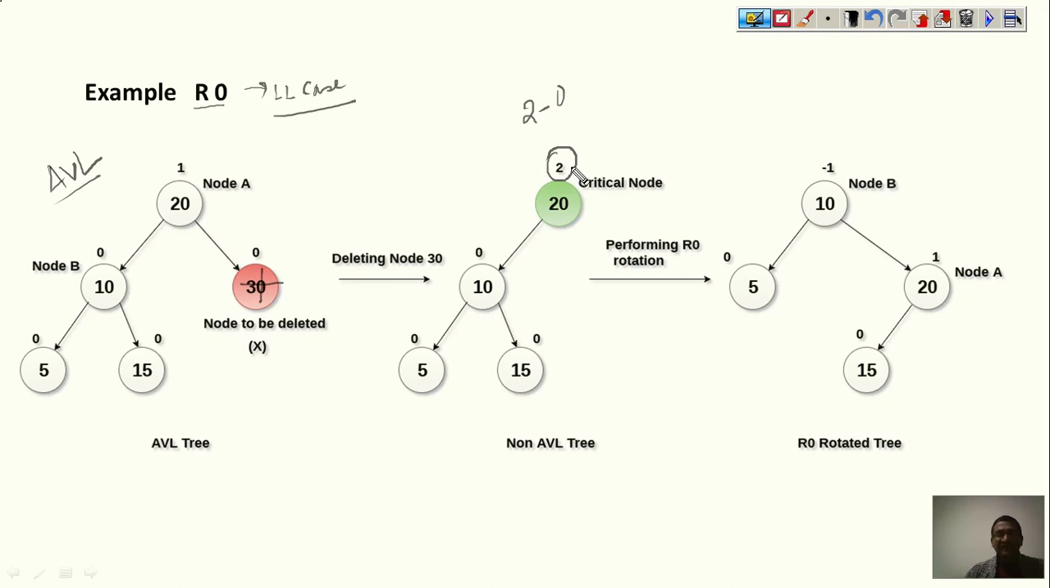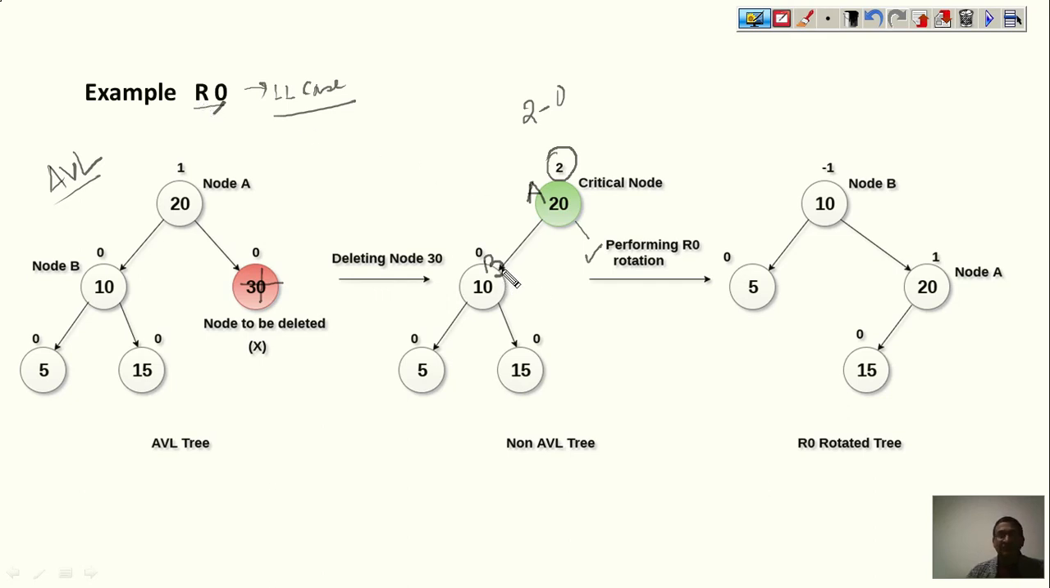Now we have discussed that this is your critical node A, and the left subtree root node is B, and we are deleting a node which is part of the right subtree. So this is the example of R0, because you are deleting from the right subtree. When I say 0, it refers to the balancing factor of the left subtree root, and R refers to the node existing in the right subtree.